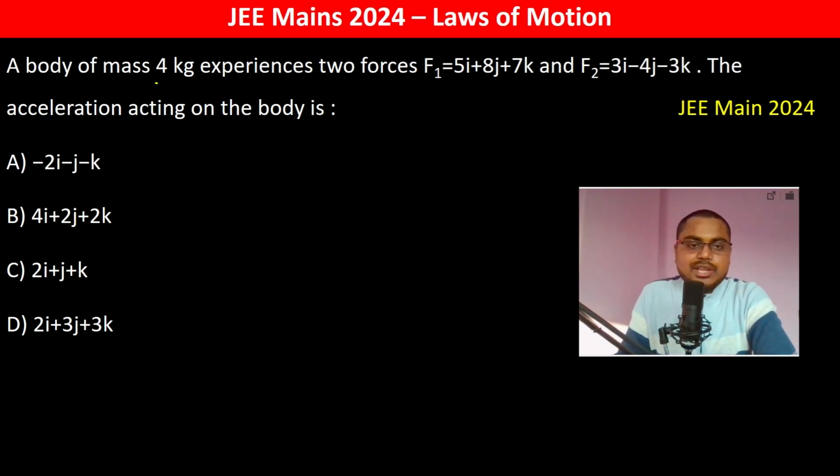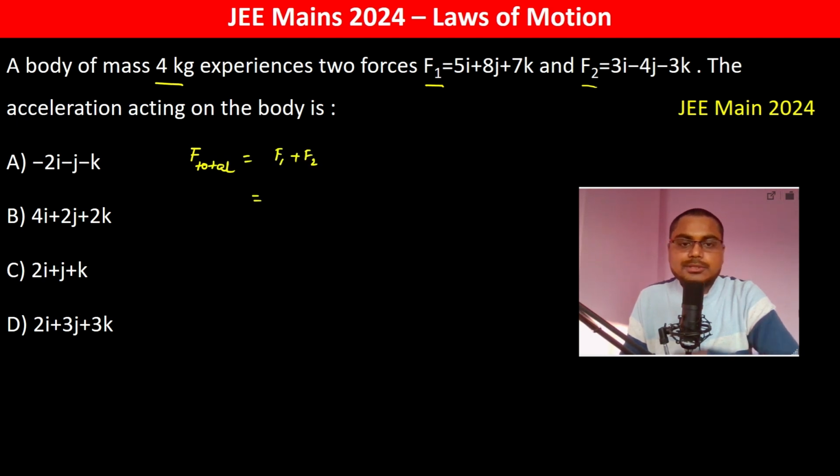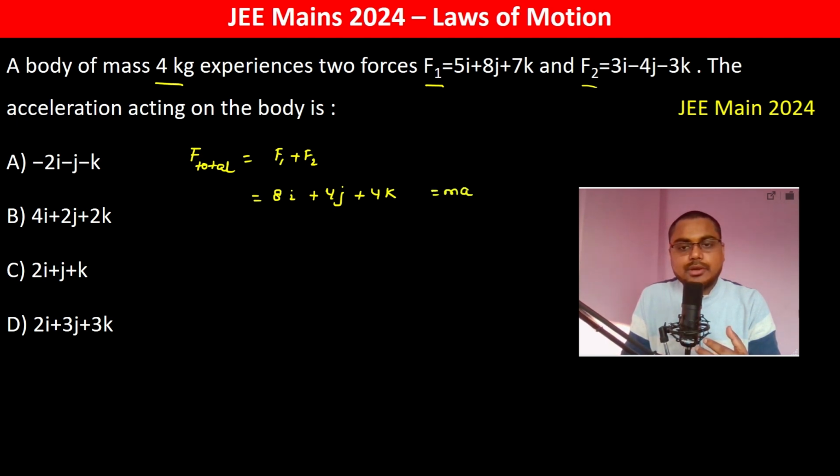A body of mass 4 kg experiences two forces F1 and F2. The acceleration acting on the body is. So total F we can calculate, which will be equal to F1 plus F2. So this becomes 8I plus 4J plus 4K. Okay, so now this is going to be equal to mass into acceleration, so therefore acceleration becomes this divided by mass, so 2I plus J plus K, so therefore C is the answer.